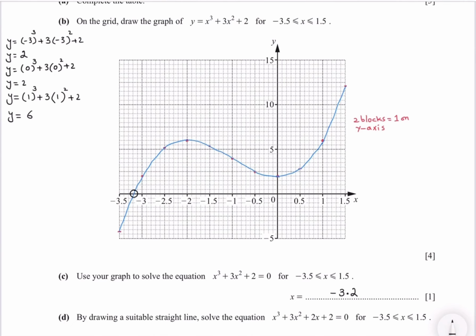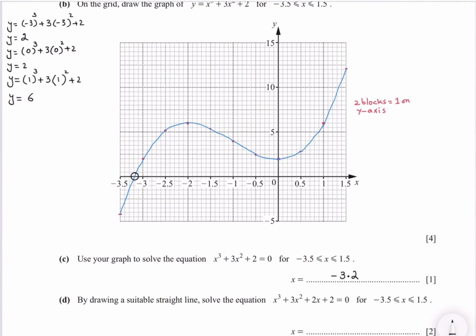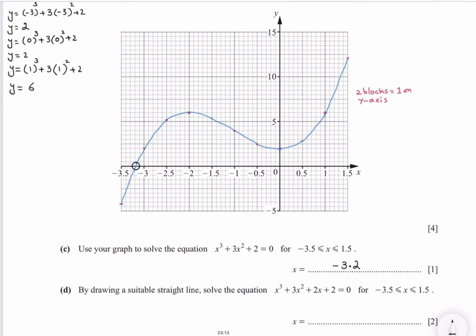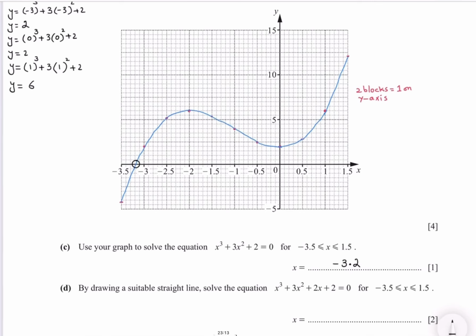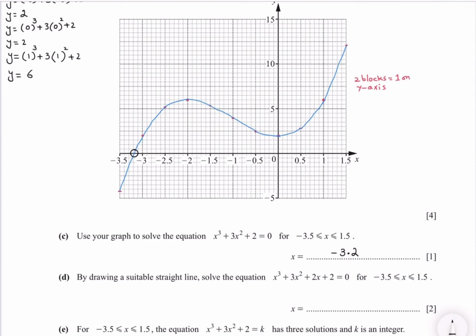By drawing a suitable straight line, solve the equation x cubed plus 3x squared plus 2x plus 2 is equal to 0. So there is an addition of 2x. So we have to remove this 2x to make this equation like the equation of the graph given. So we have to add negative 2x to it. So we have to add negative 2x on the other side of the is equal to sign also.